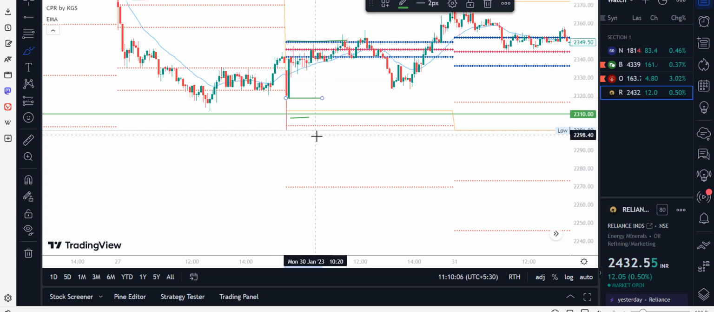This way you can use swing lows and swing highs to benefit your 5-minute time frame day trading. Hope you guys understand the concept of swing highs and swing lows.